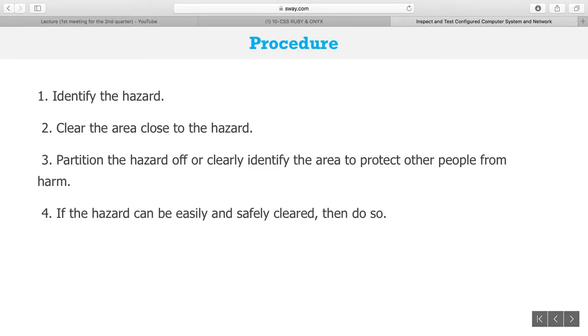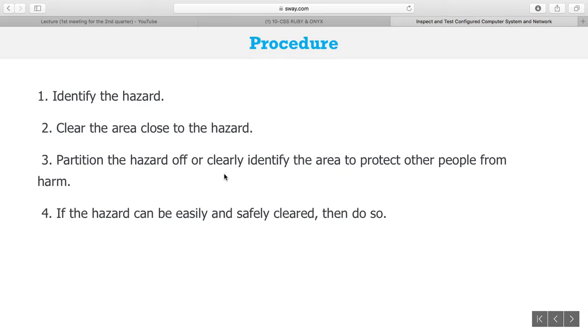So here are the procedures. We need to identify the hazards. Close or clear the area near the hazard. That means using safety cones or safety cordons, like the yellow lines used in SOCO, or simply putting up signages like wet floor, so that people are aware that they cannot pass through that floor because it is wet. In that way, you can partition the hazard so that people won't go near it, and that can protect other people from harm.